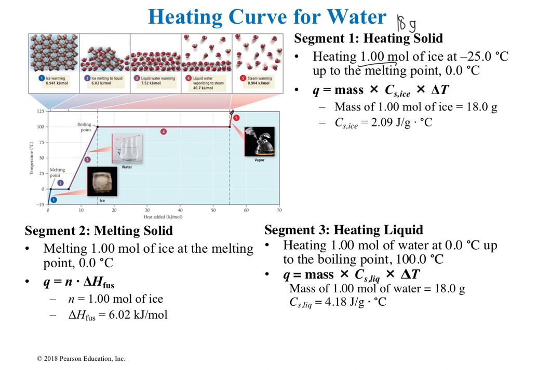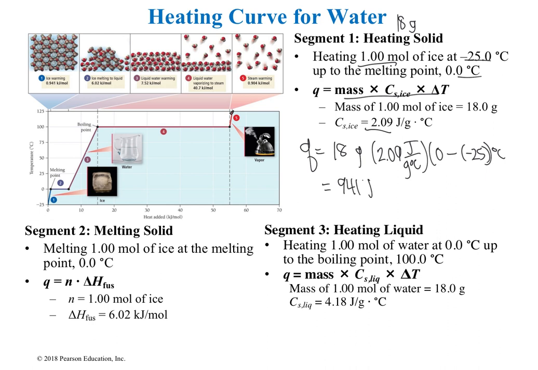So when I go from negative 25 to 0, I'm having a temperature change. So I'm going to use Q equals m C delta T. So I know that my mass is 18 grams. My heat capacity for ice is 2.09 joules per gram degree Celsius. And my temperature change is, I'm going from negative 25 to 0 degrees Celsius. So here, the energy it takes is 941 joules.